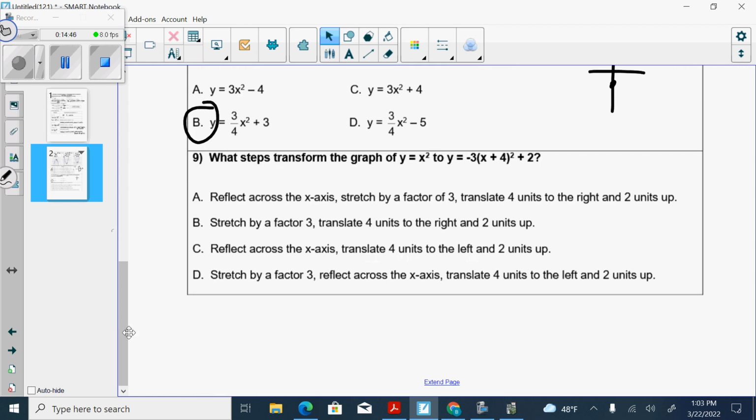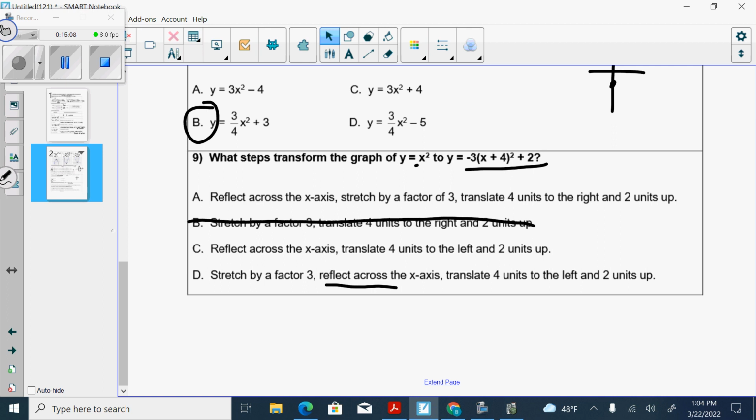What steps would transform x squared into this equation? Okay, well the first thing I notice is a negative. So what does a negative do? Reflects, so we need it to say that it reflects across the x-axis. Are there any that don't say that? D says it. Oh. Just B.